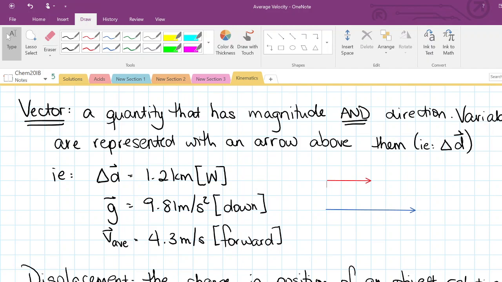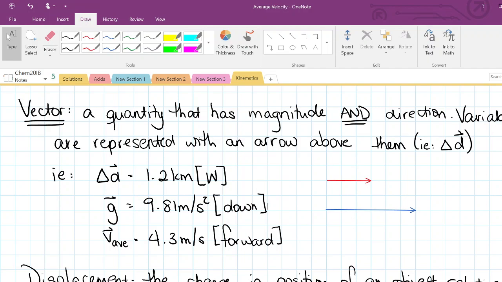Another vector example would be something like gravity. Gravity has an acceleration of 9.81 meters per second squared downward. So gravity is always pulling you down toward the center of the earth. Average velocity, versus average speed. Remember, as soon as you see this arrow on top, this is giving us something slightly different. So average velocity is 4.3 meters per second forward, so whatever object is moving in the forward direction. Those are some examples of vectors.